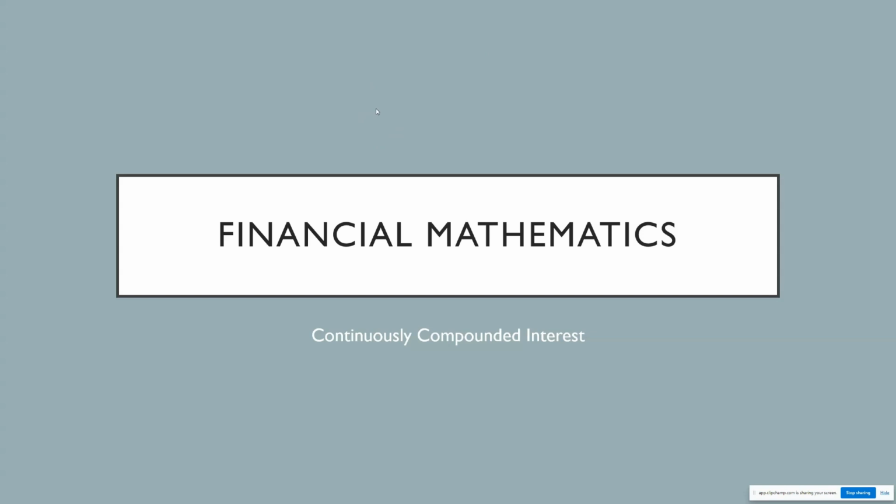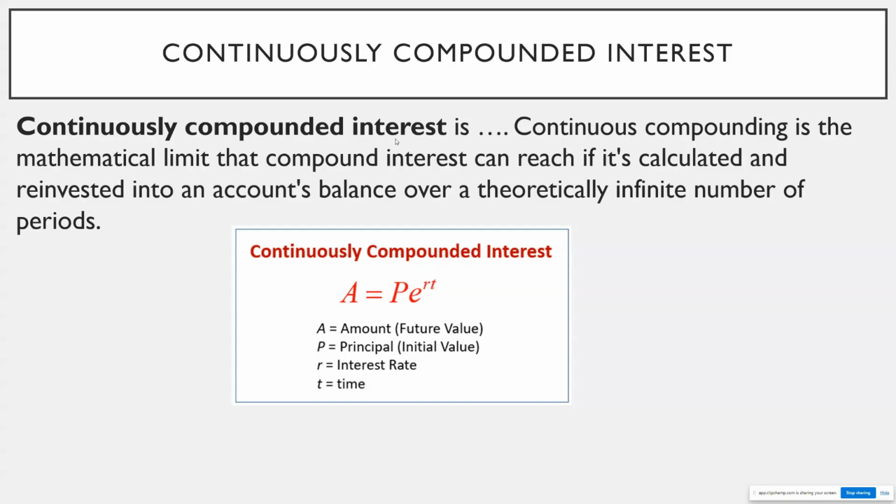In this quick review video, we're going to look at a type of interest called continuously compounded interest. Okay, so what is continuously compounded interest? Well, this is the mathematical limit that compounded interest can reach if it's calculated and reinvested in the account's balance over a theoretical infinite number of periods. So basically, every second, every millisecond of the day, your interest is earning interest.